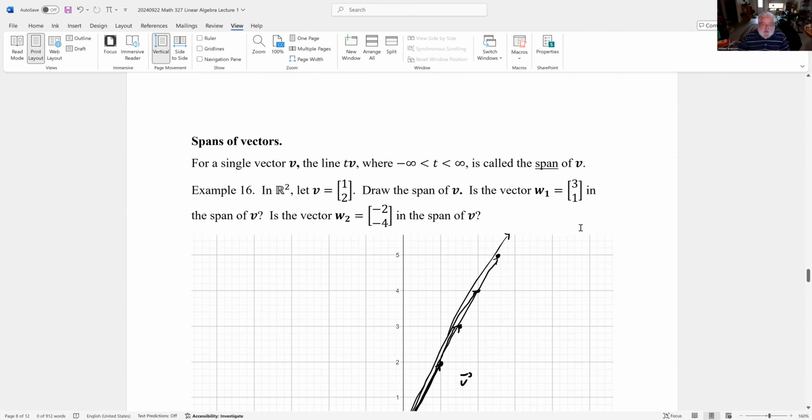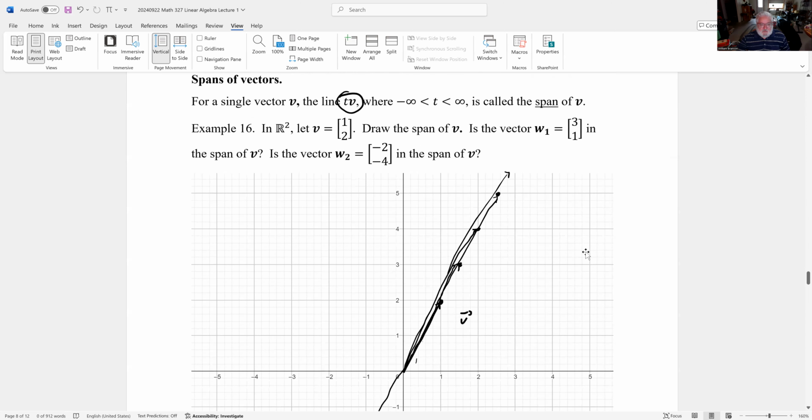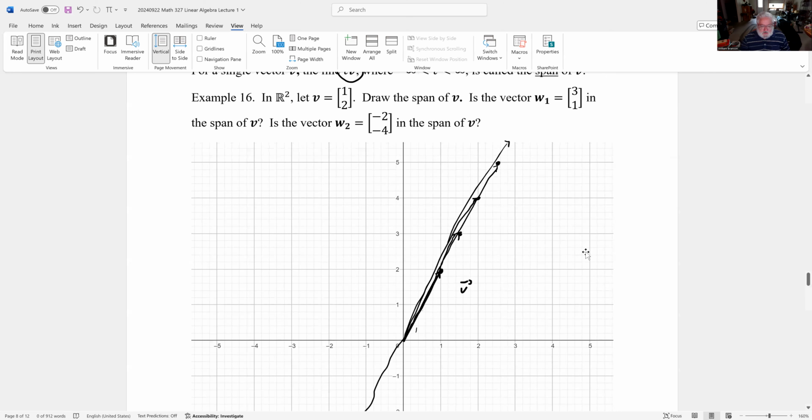So the curve that's just t times v, without any offset vector, just a direction vector, that's called a span, right? So there's the span of v. Is 3, 1 in the span? Well, 3, 1 is over here. That's not in the span, right? The span is this line. This vector does not lie on that line, so no.